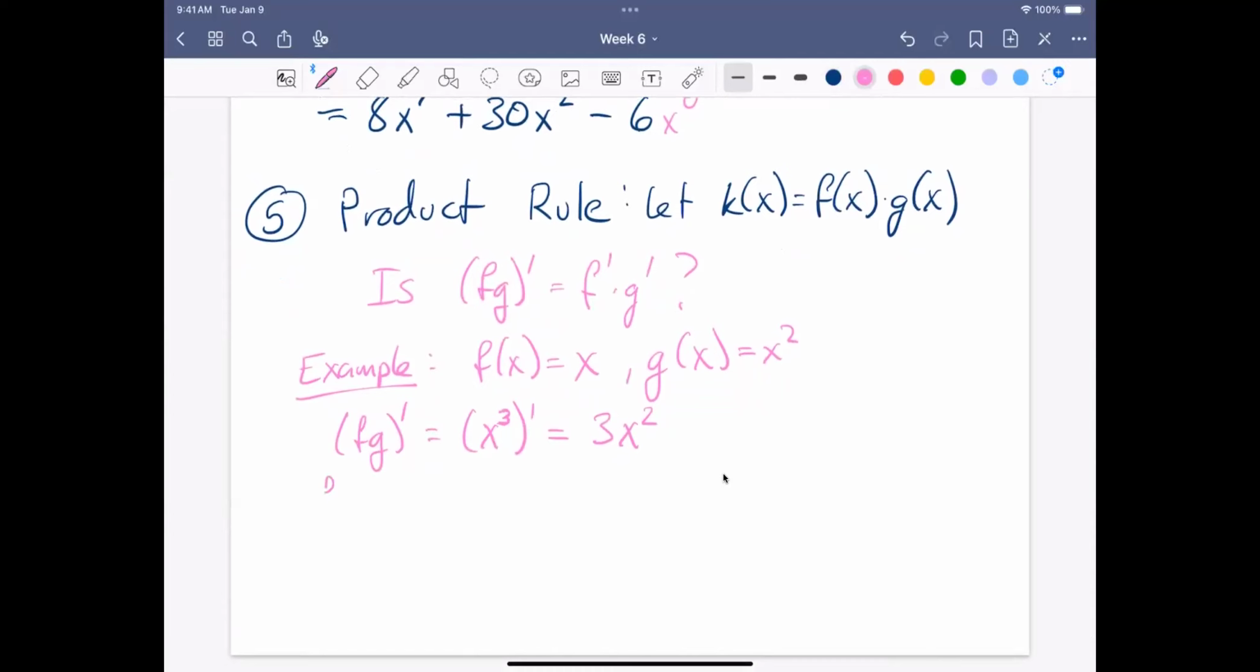But if I take f prime times g prime, that's the derivative of x times the derivative of x squared. The derivative of x is 1, and the derivative of x squared is 2x. So that gives me 2x. So you can see, are those the same? No. Okay. So it's going to be a little bit more involved for product rule.